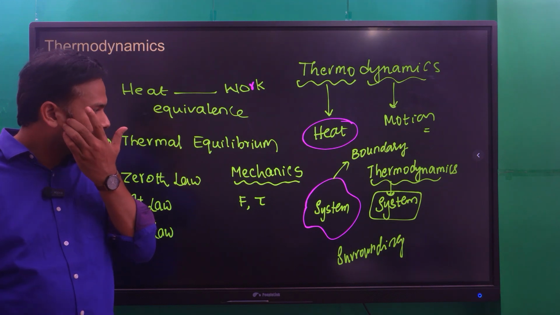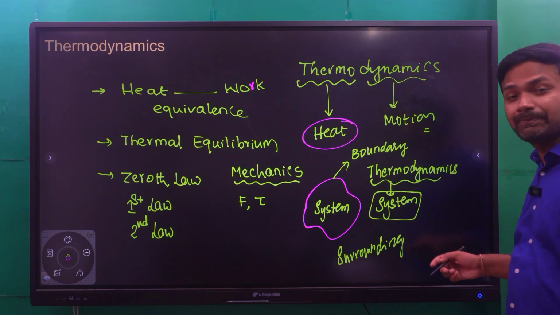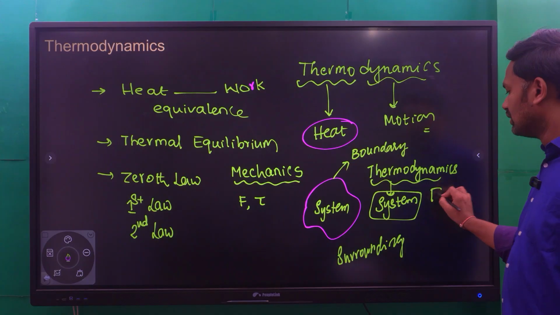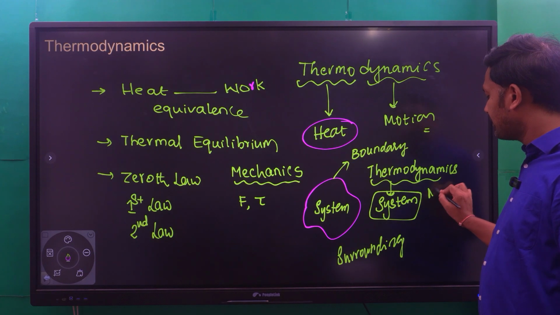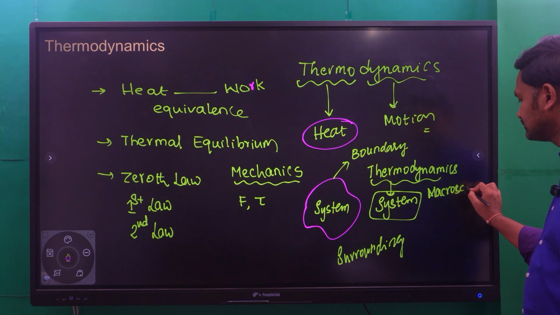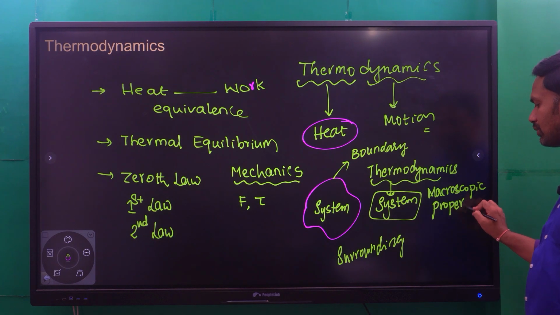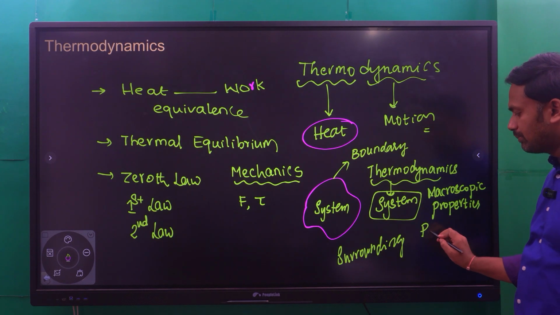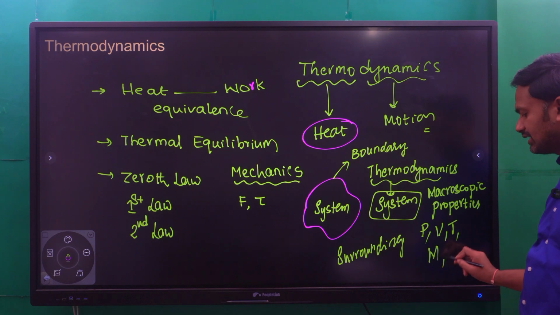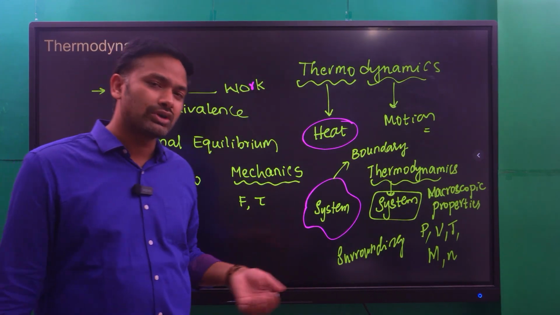Now, in thermodynamics, what are the parameters we have? In this system itself, in the region on which we are focusing, the parameters we have are all macroscopic properties. What are those? Pressure, volume, temperature, mass, number of molecules or number of moles. These are the things we have in thermodynamics.